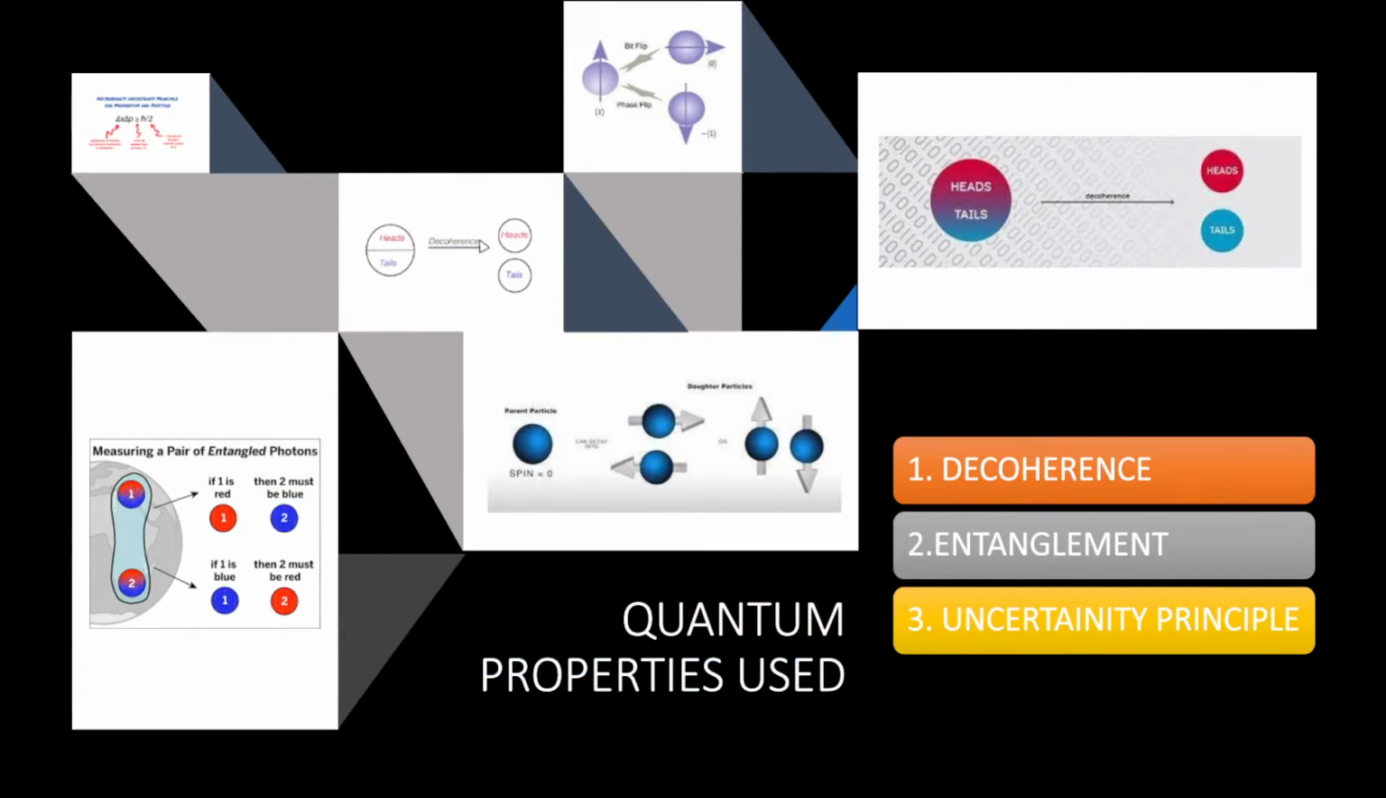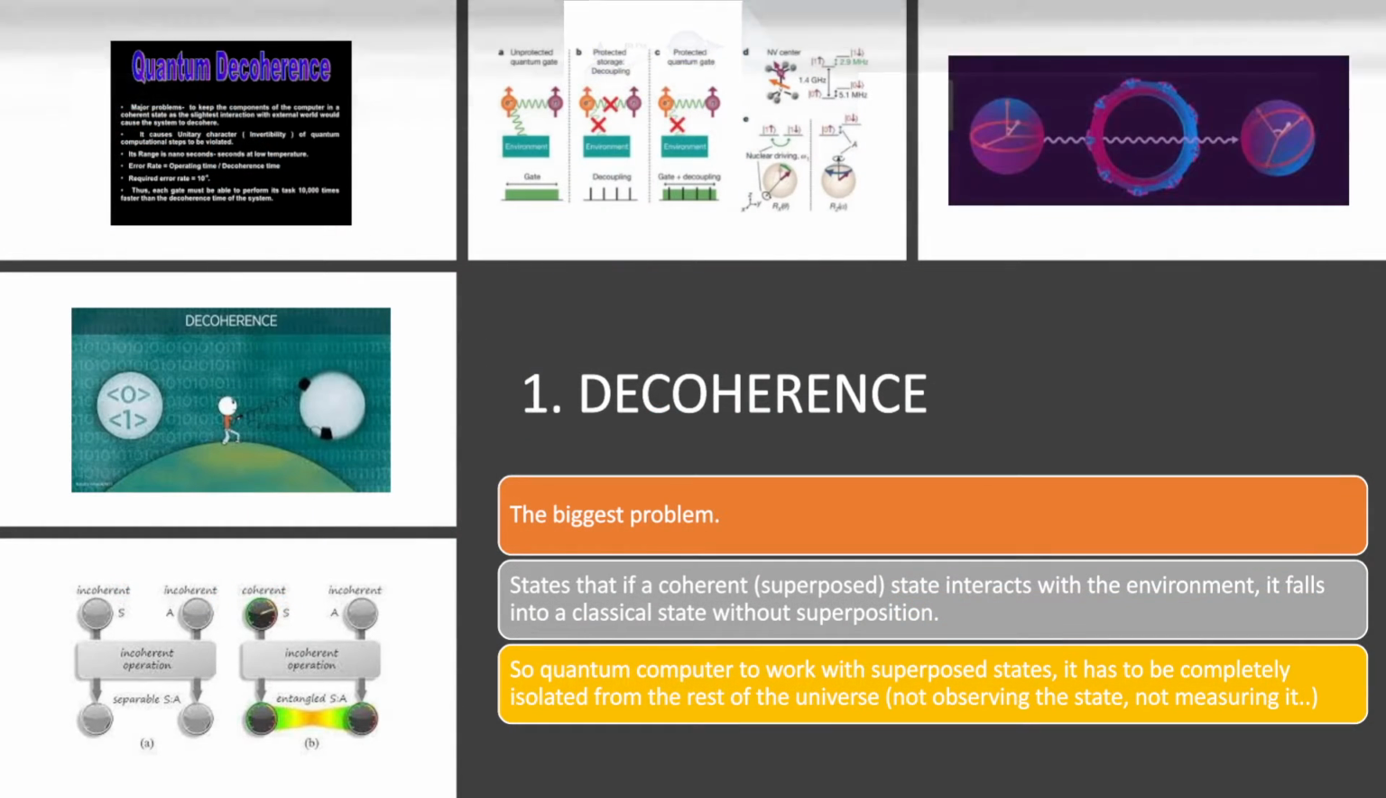Now, the quantum properties used in quantum computers are decoherence, entanglement, and the uncertainty principle. Decoherence is one of the biggest problems in quantum computers. It states that if a coherent or superimposed state interacts with the environment, it falls into a classical state without superimposition. So, for a quantum computer to work with superimposed states, it has to be completely isolated from the rest of the universe, not observing the state and also not measuring it.